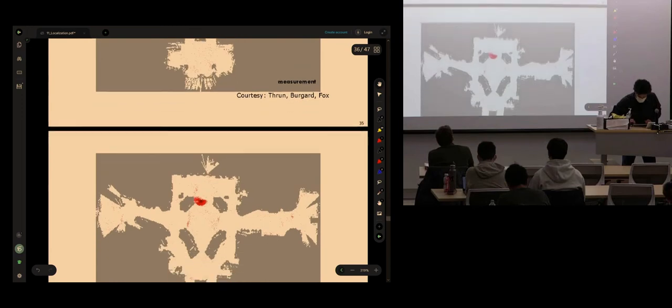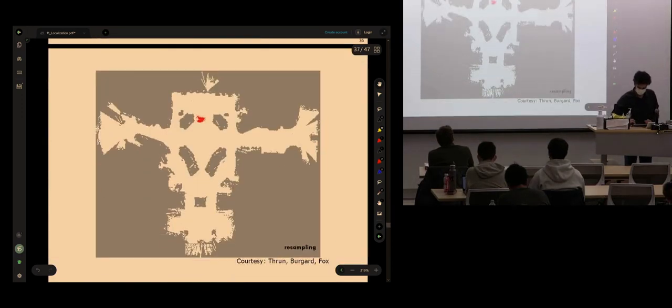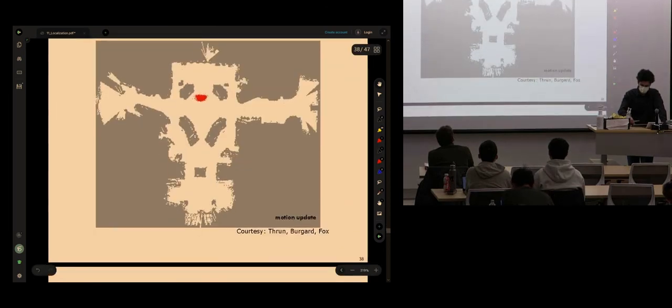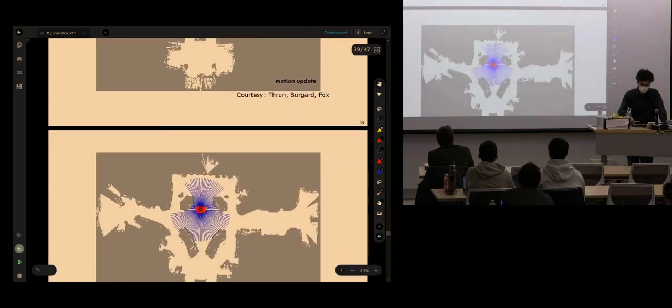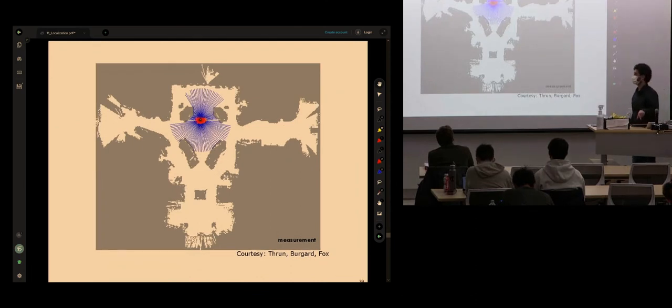So measurements, again, weight update, resampling. We're tracking at this point, right? It's localized, and everybody is happy. So this is an algorithm that actually works very well in practice. This is the gold standard of robot localization for this type of setup, 2D. It's simple to implement, and it works really well in practice. That's why particle filters are so popular for localization.